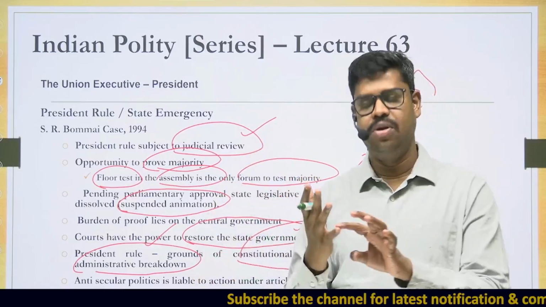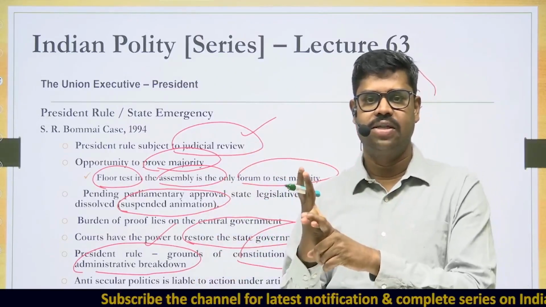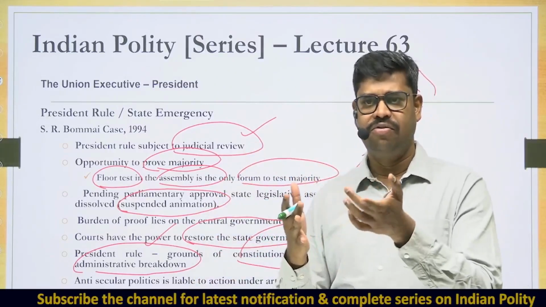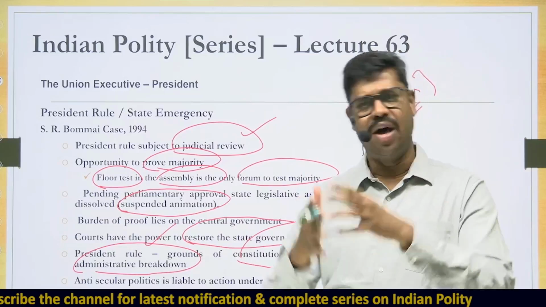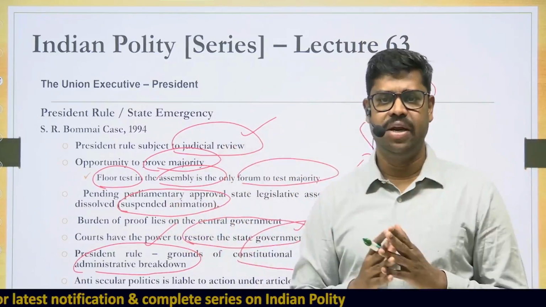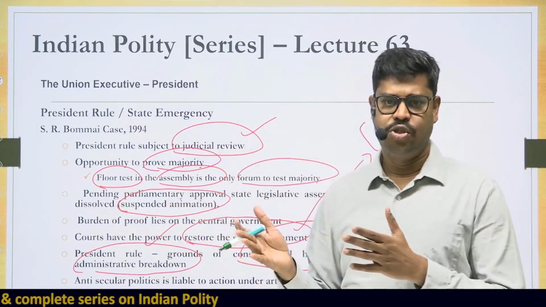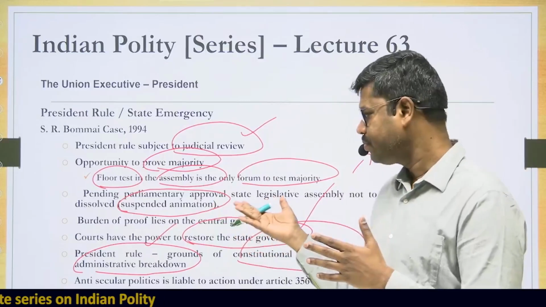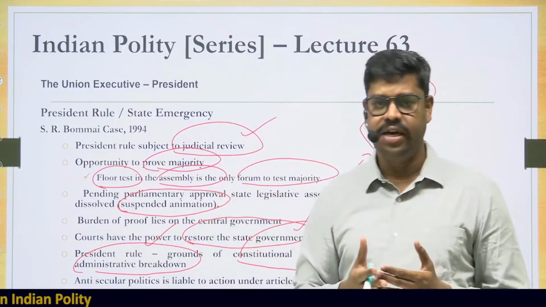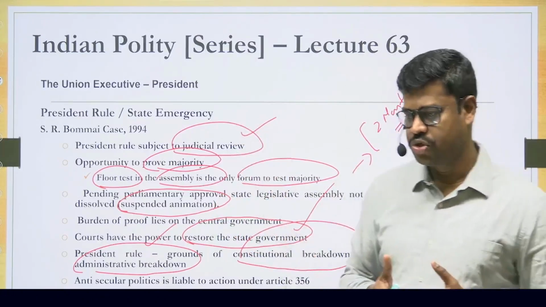Say for example, the government has lost the majority, that is no confidence motion against the government, or the government fails to maintain law and order, large scale law and order, not a very temporary or a local. In the entire state there is complete anarchy, suppose, let us assume. Or say let us assume that the state government is engaging in anti-secular policies. So these are all considered to be what is called as constitutional breakdown.